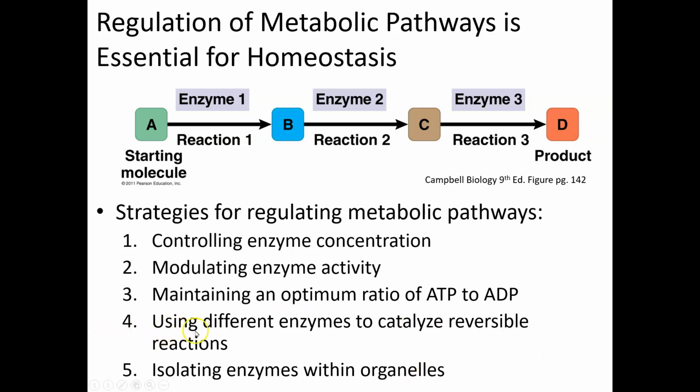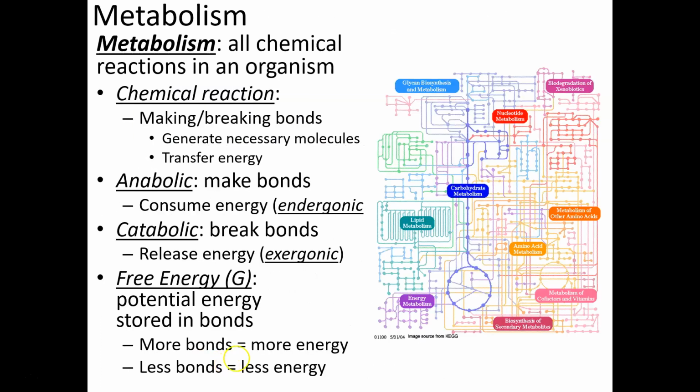I mentioned this already, using different enzymes to catalyze reversible reactions. It gives us more control. And then isolating enzymes within organelles. So I think most of you understand that the mitochondria is an important organelle for energy. And the mitochondria is a membrane-bound organelle with an inner membrane that's all folded called the cristae. So by being able to isolate enzymes within certain organelles, it allows things to take place in a more orderly fashion and allows things to happen the way they do a little better.